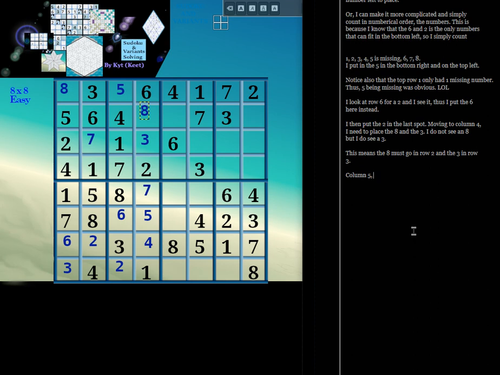Column 5. Column 5 has an 8 on the bottom, and column 6 on top is only missing the 8. So I put that in.